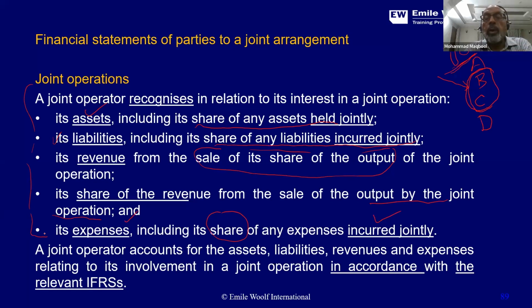A joint operator accounts for the asset, liability, revenue, expenses relating to its investment in the joint operation in accordance with the relevant IFRS. Maybe there's an asset which is an IAS 16 one. There's an asset inventory which is IAS 2. There's an asset which is intangible, IAS 38. Right? That's what they say. When we take those assets and share, then they will be accounted for in accordance with the relevant IFRS. Okay.